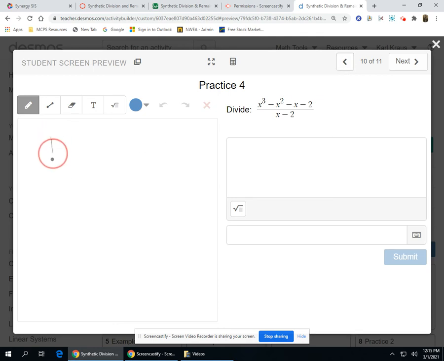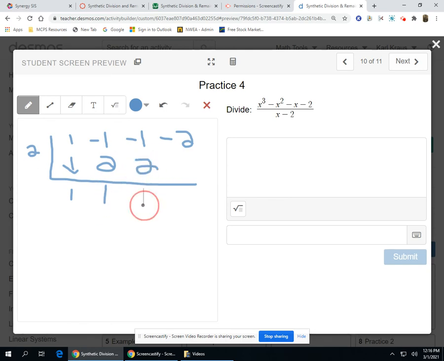And then here, 1, -1, -1, and -2, and you divide by 2. Bring down the 1, multiply 2, add, you get a 1, multiply, you get a 2, add, you get a 1, multiply, you get a 2, add, you get the remainder of 0. So x squared plus x plus 1.